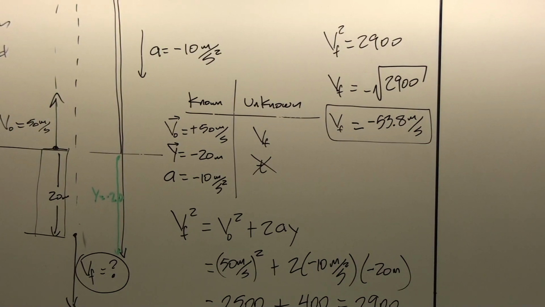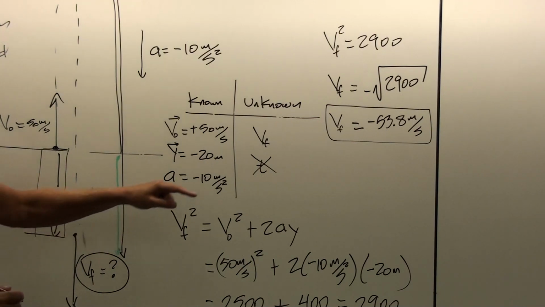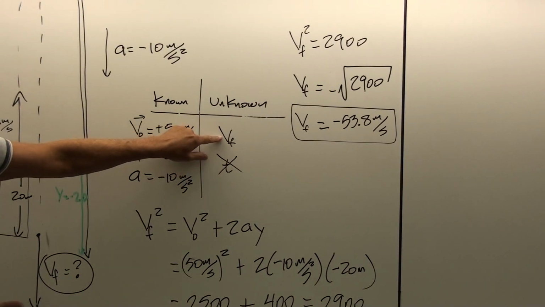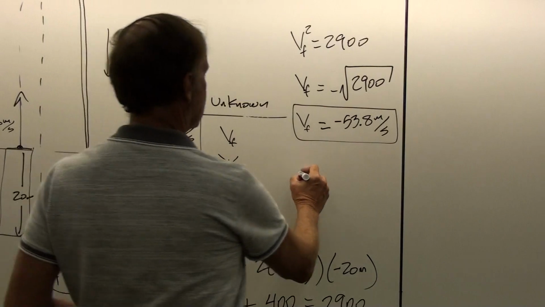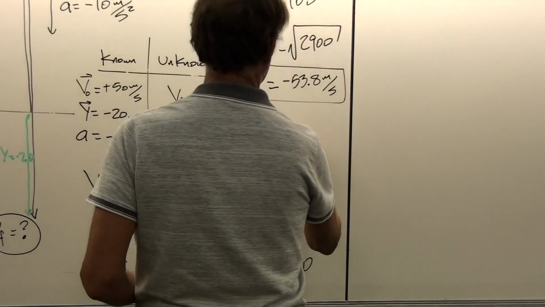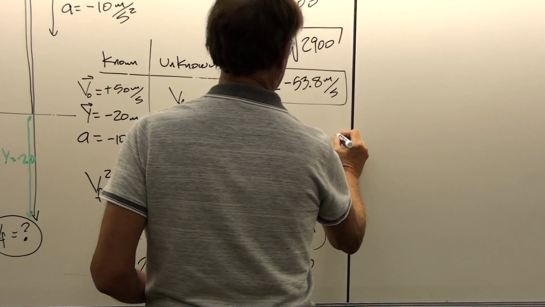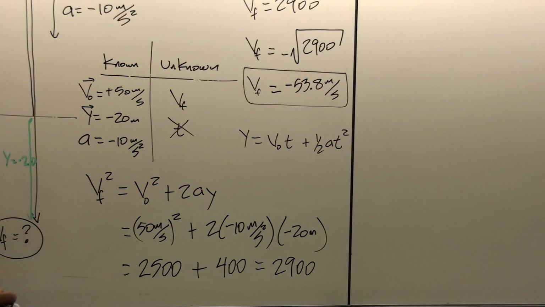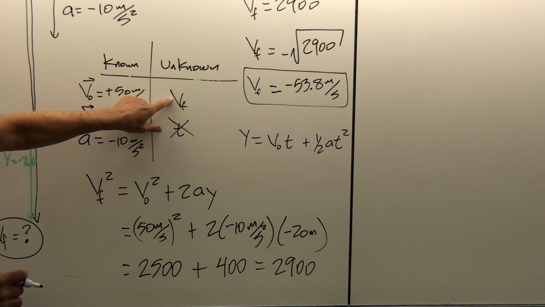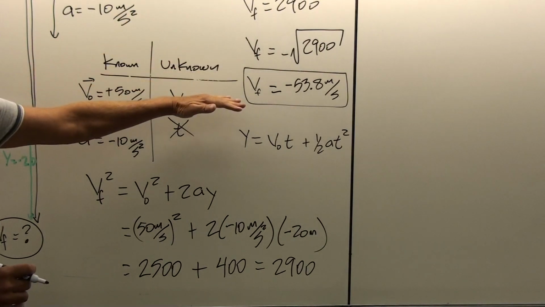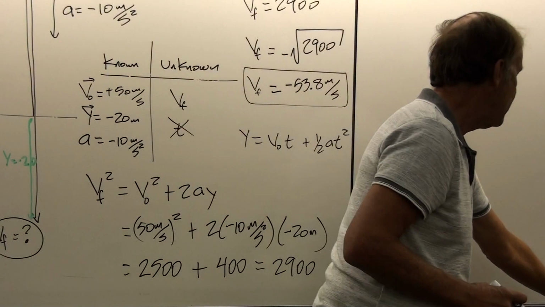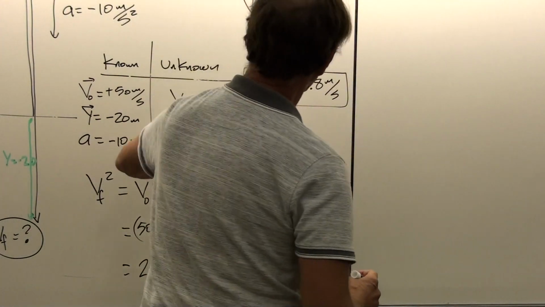Okay, now if I also wanted to know what the time was, what if I were asked for the time first? Well, if I were asked for the time first and then V final, then I could go to something like y is equal to V0t plus 1/2 AT squared. I could solve that equation for the time, but it would involve the quadratic equation. So if I were asked for the time first, but I was still also asked for V final, I could just solve that problem first. And then I would know what the time was. And from that point, I would be able then to use a different equation to solve for the time.